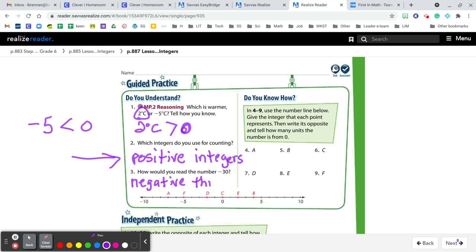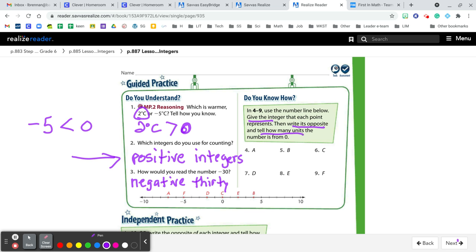And then you just say the number, whatever's after it. In 4 through 9, use the number line below, give the integer that each point represents, then write its opposite and tell how many units the number is from 0. So we have 3 things we need to do. We need to give the integer, write its opposite, and tell how many units it is from the number 0.